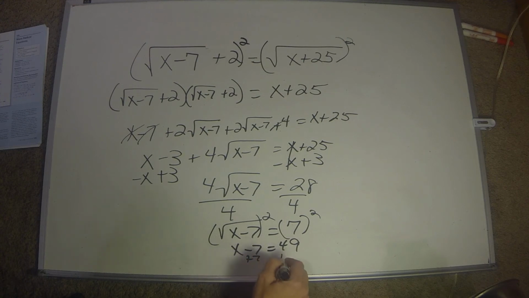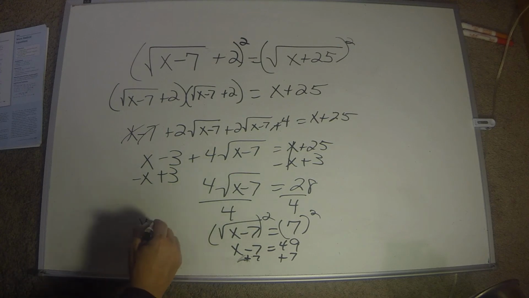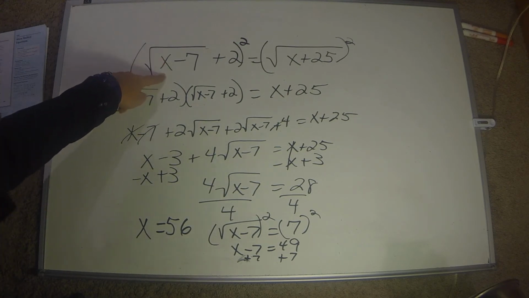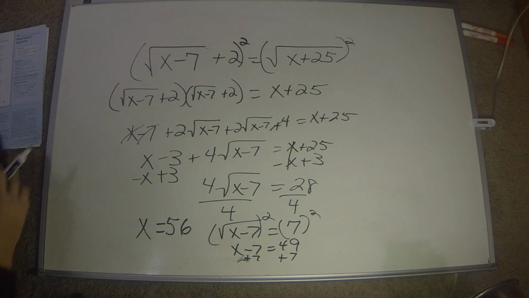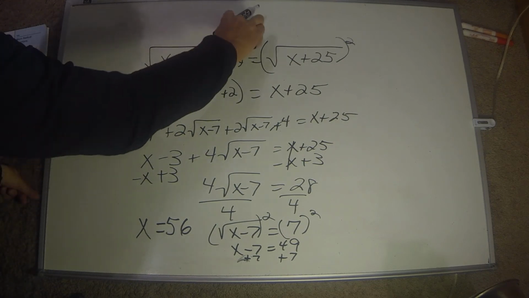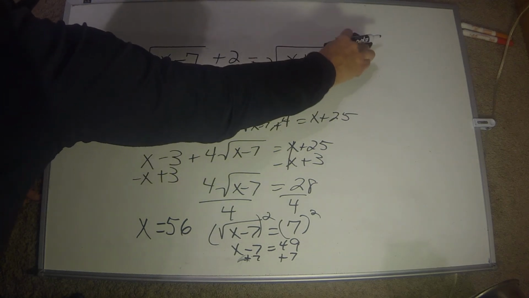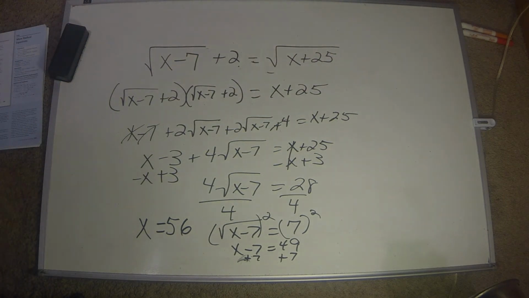We will add 7. That doesn't look like a plus, but we will end up with x equals 56. So what we need to do then at that point is come back up here and say to our original equation, which would have been this without the squaring of both sides.